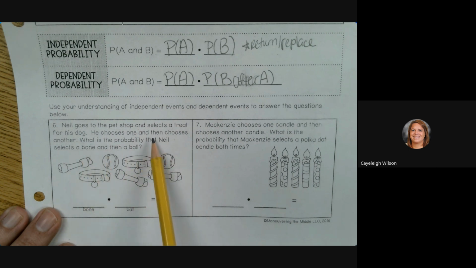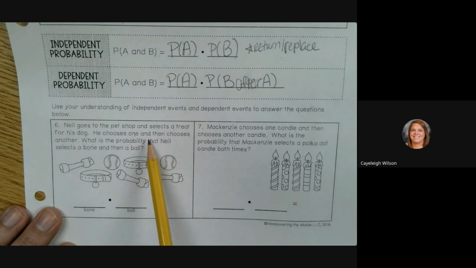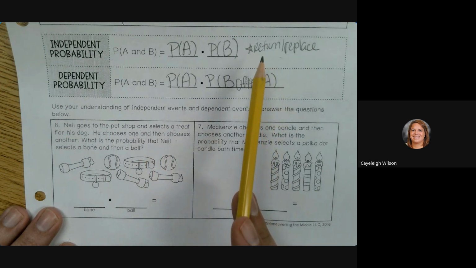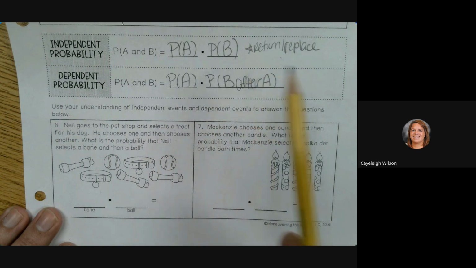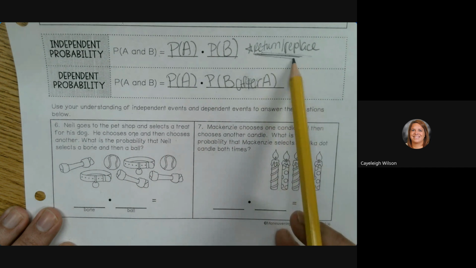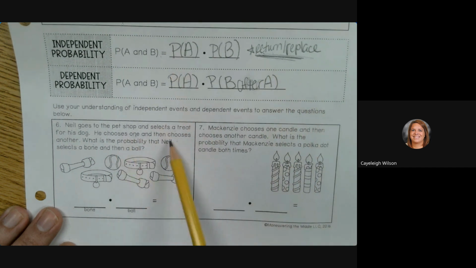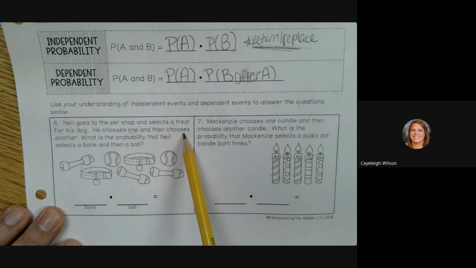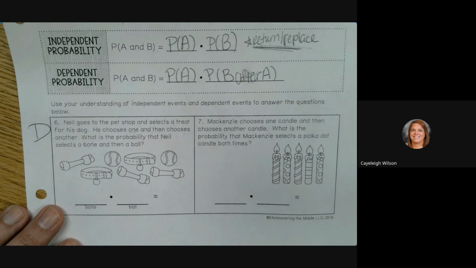Would you all say that this is independent or dependent? Does it say replace or return? No, guys, that's what I want us to be looking out for. That's why I started here. If it says return or replace, it's independent. This does not say he chooses one, returns it, and chooses another. That's not there. So this is dependent. So it's going to depend on what he picks first.